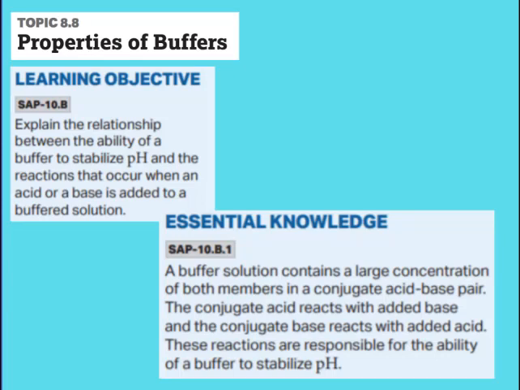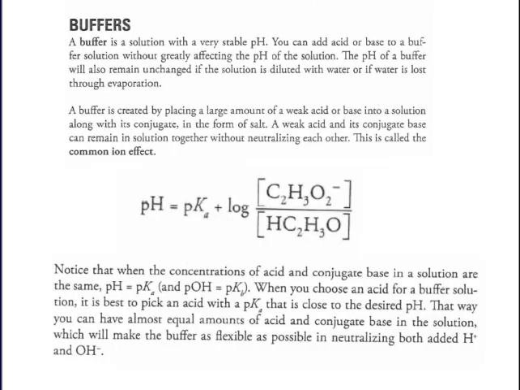You're going to read this slide quickly and then restart. So a buffer is a solution with a very stable pH. We can add an acid or base to a buffered solution without greatly affecting the pH of the solution. The pH of the buffer will also remain unchanged if the solution is diluted with water or if water is lost through evaporation. But it's not going to be as good of a buffer if it's diluted, because we're going to have lower concentrations of our acid or base. But if water is lost through evaporation, then our concentrations become greater, and therefore it becomes a better buffer.